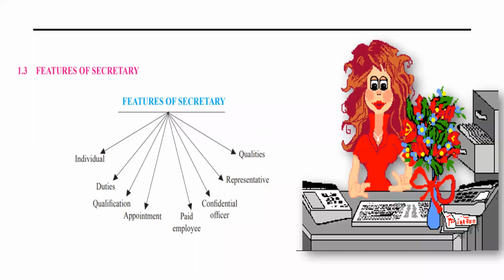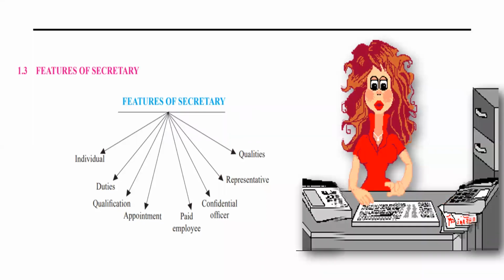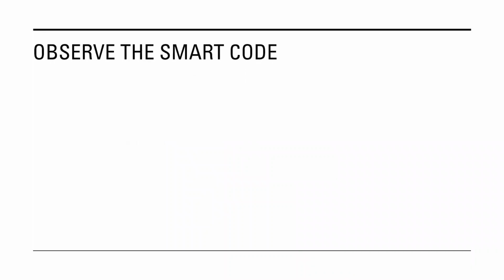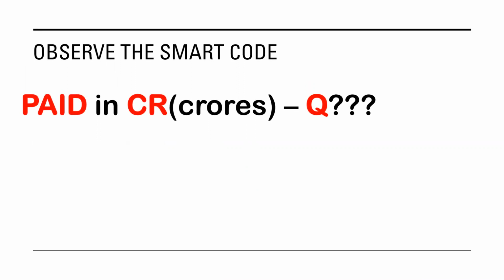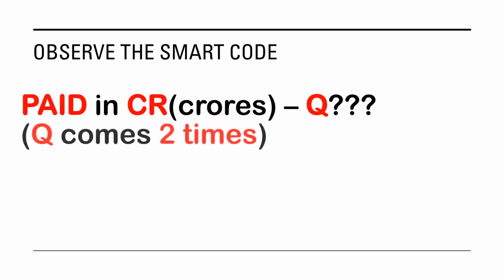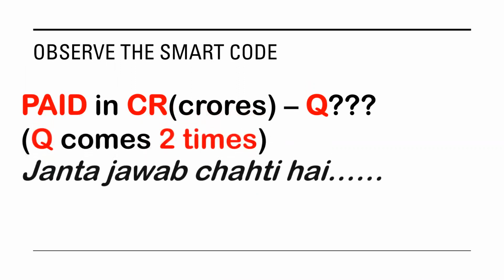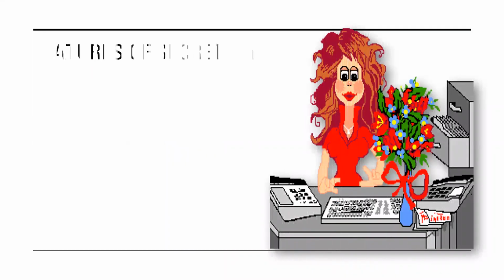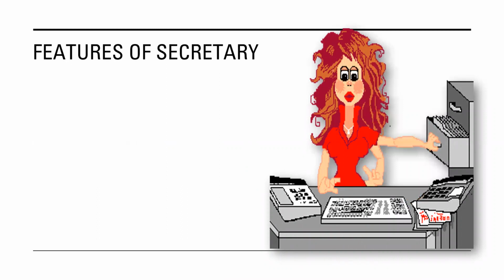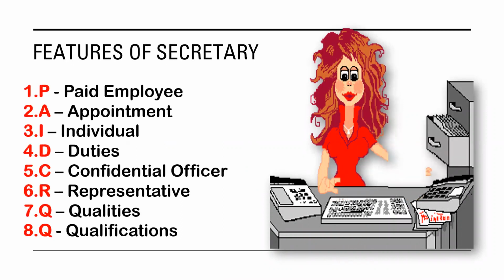There are in all total 8 points, and I have given you all a smart code to remember. So the smart code that we had done was PAID CRQ, where alphabet Q comes 2 times. So PAID, CR and 2 Qs. So we'll have a quick revision of what were the features of secretary as per the smart code.